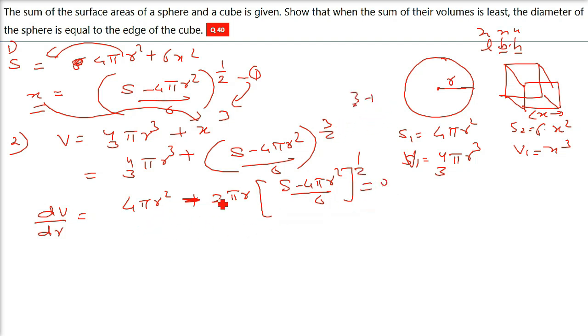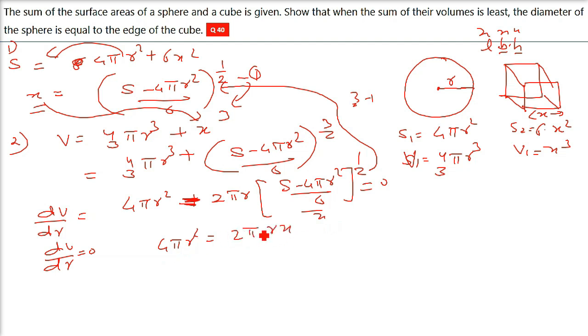The next thing is to equate it to 0. That is dV by dr is equal to 0. When you equate this, 4 pi r square will be equal to 2 pi r into (s minus 4 pi r square by 6) to the power half, or root of that. Now if you remember, what is (s minus 4 pi r square by 6) to the power half? It was x only, from equation number 1. Got it? So you can just write x in place of it. There will be certain cancellations. X is equal to twice of r. This is one of the things we got. X is equal to twice of r. And we have used equation number 1.